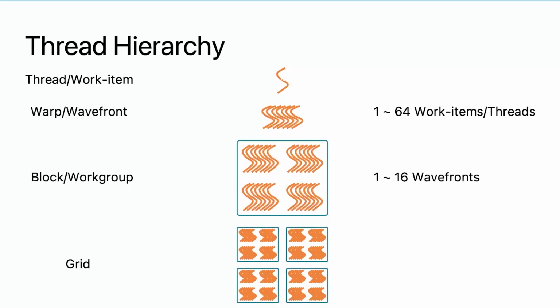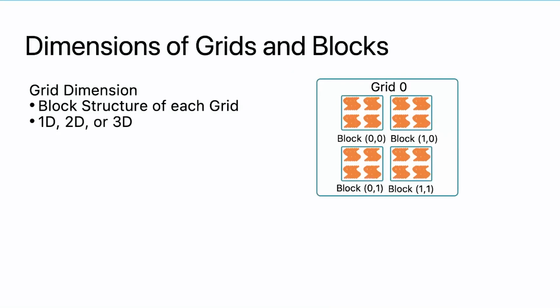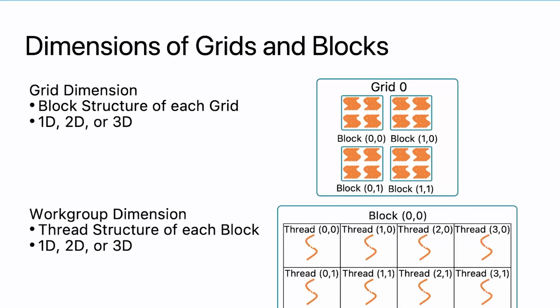A grid is an instance of a kernel execution. Each grid can be organized into either a one-dimensional, two-dimensional, or three-dimensional structure. In this example, the block structure is composed of 2 blocks in the x direction and 2 blocks in the y direction, giving us a total of 4 blocks in this grid. Similarly, threads in blocks are also organized in one-dimensional, two-dimensional, or three-dimensional structure.